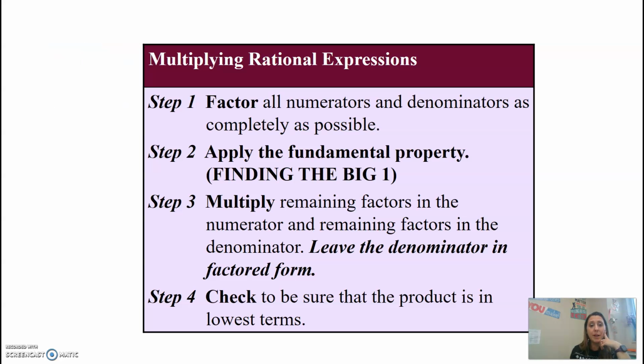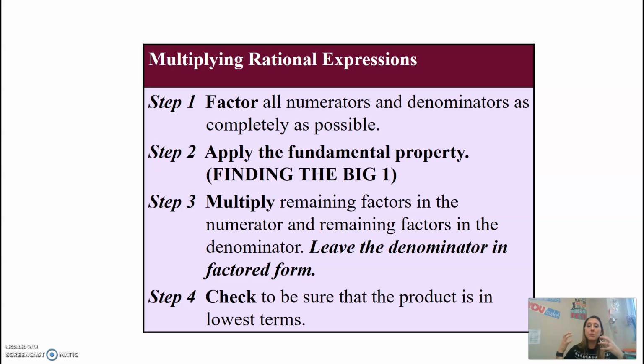We're going to multiply rational expressions. So I'd like you to get this in your notes. Hit pause. So this is the first step to multiplying rational expressions. The first thing you want to do is factor. Factor, factor, factor, factor. When in doubt, factor it out. And then you want to apply that fundamental property. You want to find those big ones. You want to find the thing that is exactly the same on the top and the bottom.